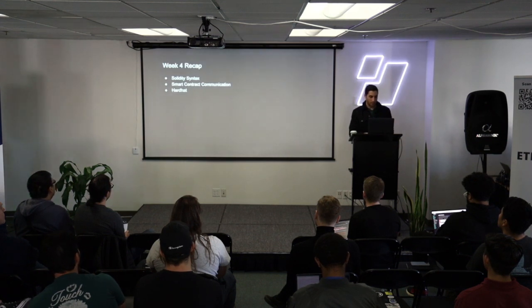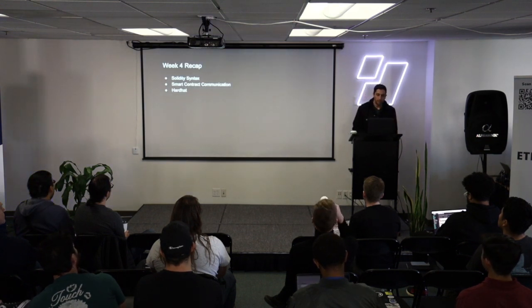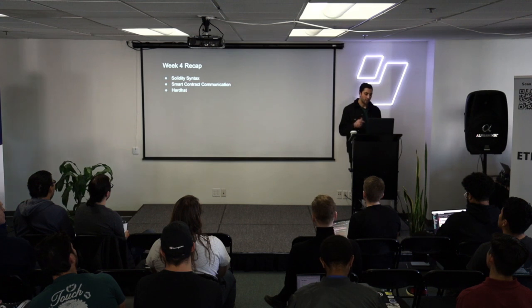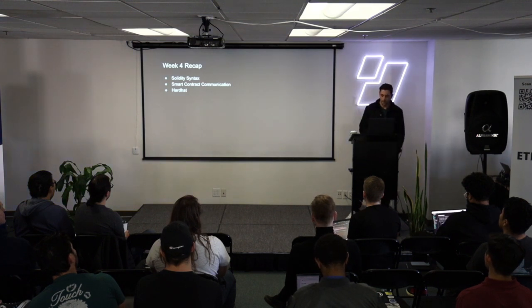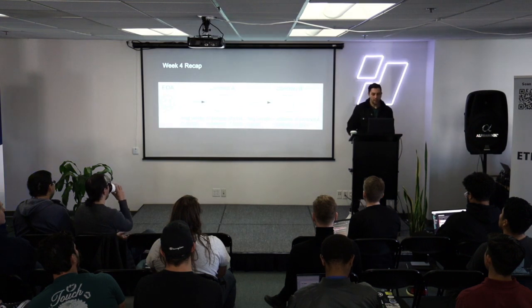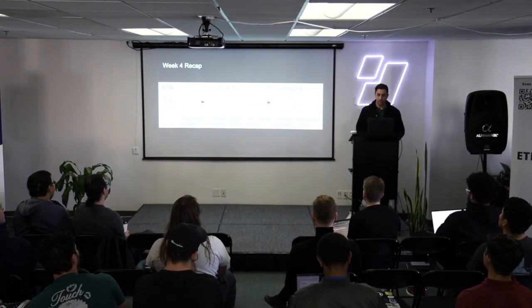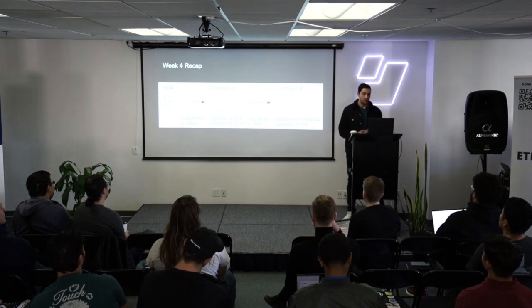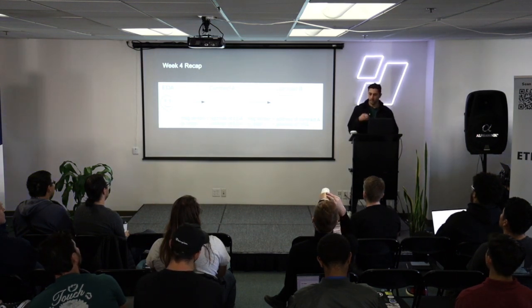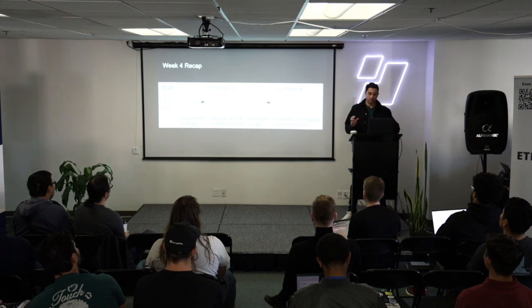Cool. Real quick, week 4 recap, right? We did Solidity syntax, smart contract communication, Hardhat. I'm not going to go over this again, but Adrian's going to dive deeper into week 5 slides. And just to recap what the end goal of this week is: there's a difference between msg.sender and tx.origin. I think this diagram really shows it well, right?